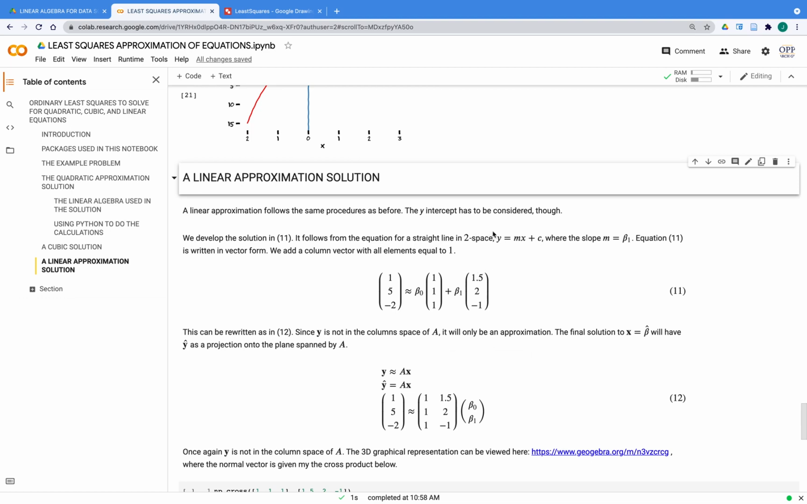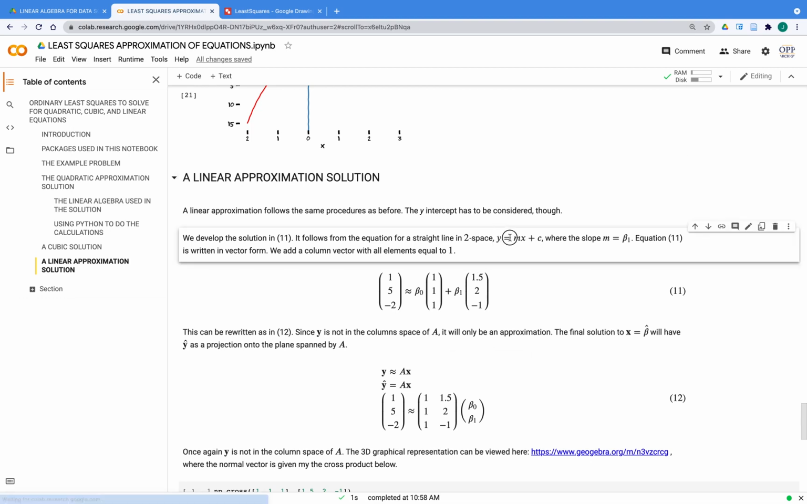So this is going to be a bit different. We know a straight line in space. There we have y equals mx plus c. We have it all the way up there. And m is the slope, c is the intercept. And for the slope, we're going to have beta sub 1. And then for the y-intercept, we're going to have beta sub 0. And the way that we set it up here is in equation 11.